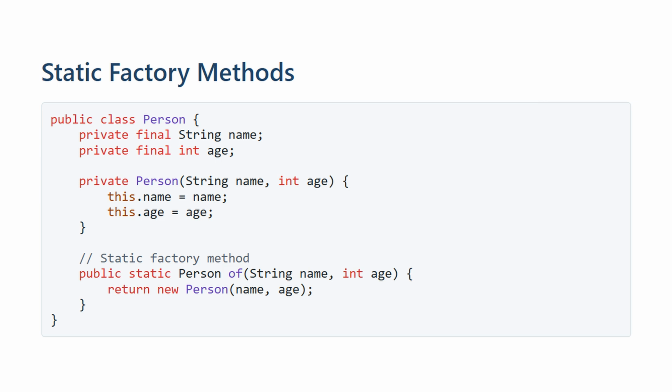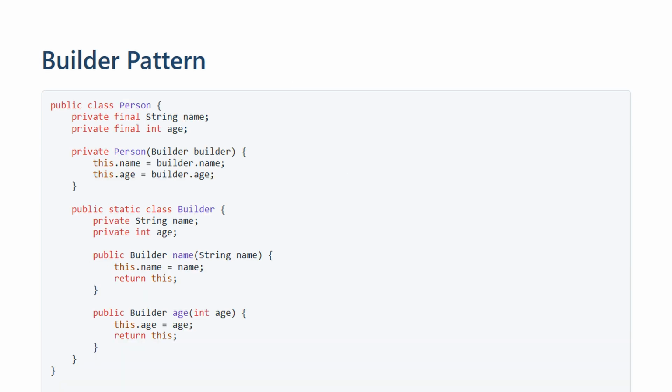Here, the constructor is private, and we expose a static method called of. This makes the creation more expressive and allows us to add logic later, like caching or validation, without changing the API. Static factories can also return subtypes or pre-built instances, which constructors cannot.